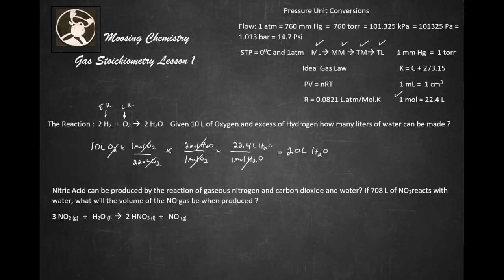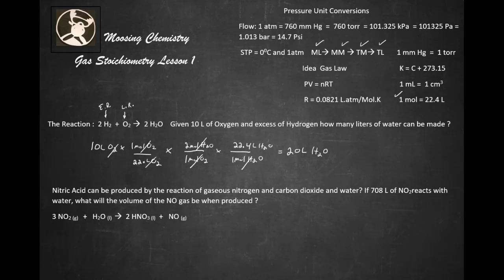So, let's look at our next problem, okay? Let's read it here. Nitric acid can be produced by the reaction of gaseous nitrogen dioxide and water, right? If 708 liters of NO2 reacts with water, what will the volume of the NO gas be? All right, let's do that problem.